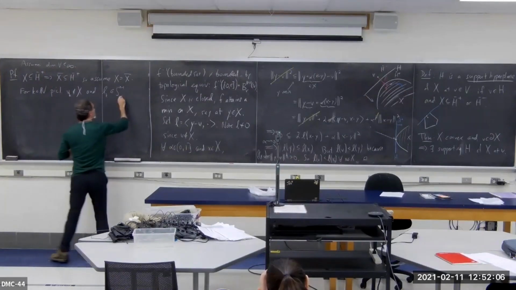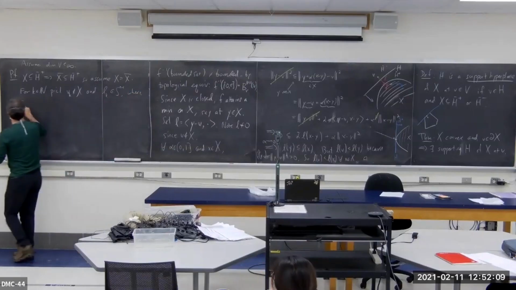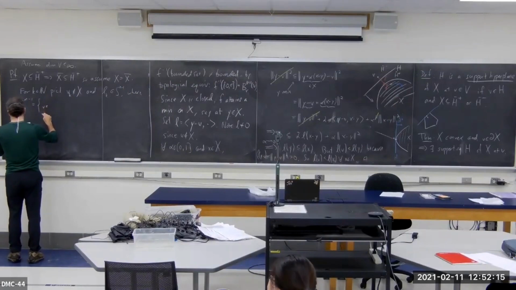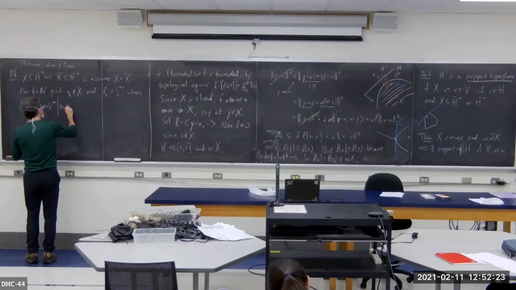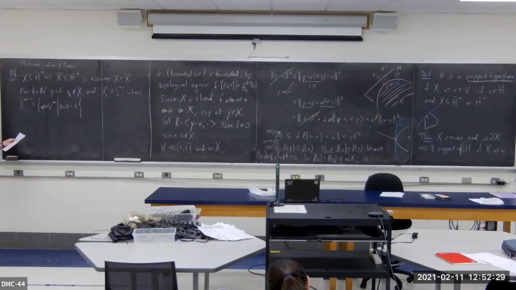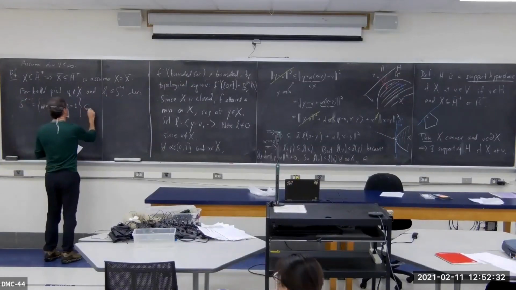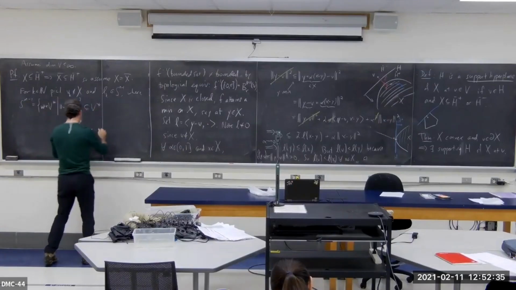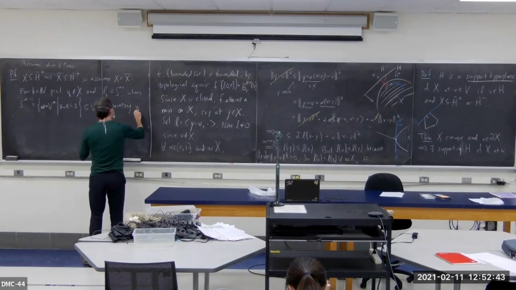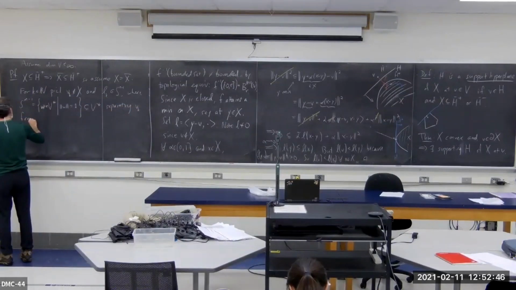S^(n-1) is the set of linear functions w in V star such that their length is 1. That's a subset of V star. And I want to pick this linear function to be separating v_k from X.